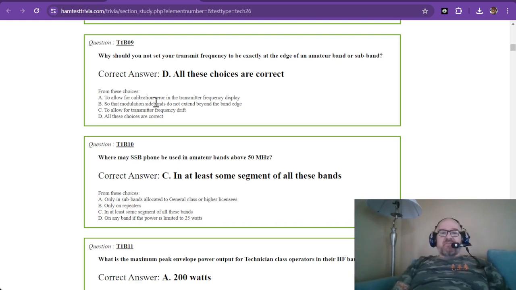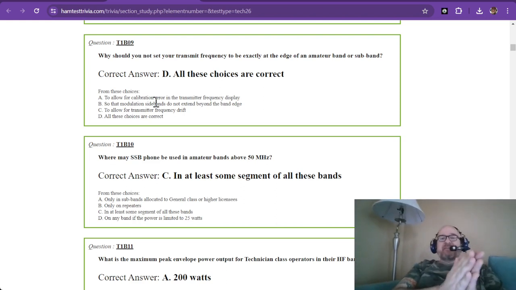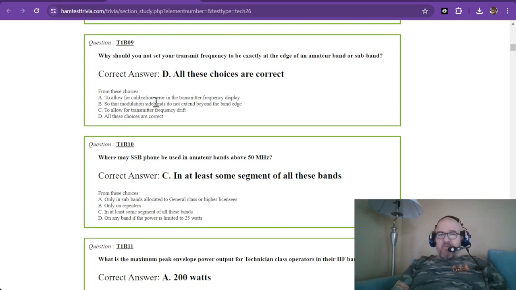So if you're at 28.500, that is upper sideband. So if you're on 28.500, you might transmit as high as 28.503. That's out of your allowable band plan. And then frequency drift. Most rigs have some form of frequency drift. It depends on who made it, how old it is, and such.